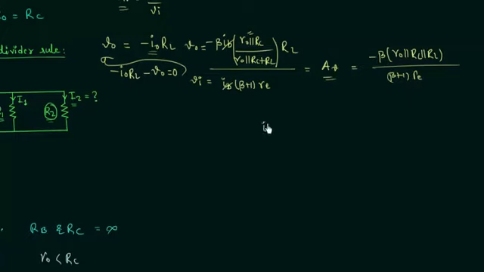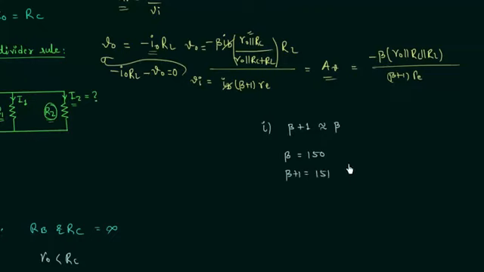In the first simplification, we will neglect beta from the expression because beta is a large quantity and beta plus 1 is nearly equal to beta. For example, let's say beta is 150, so beta plus 1 is equal to 151.